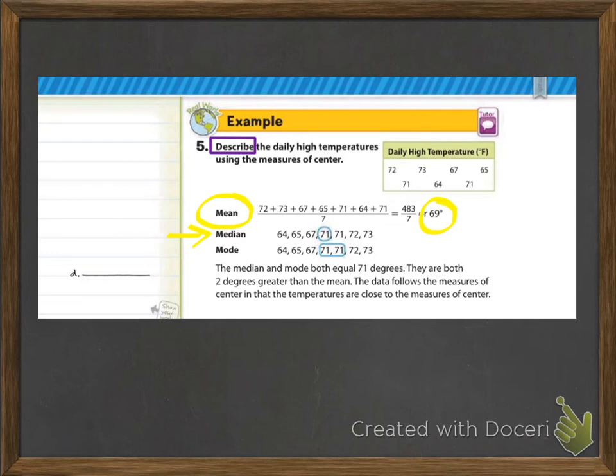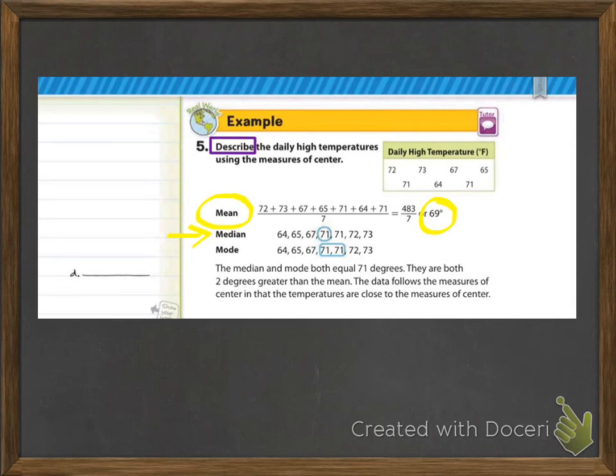So you can see here when it tells you to describe using measures of center, you have to find all three: mean, median, and mode. So the thing that's going to take you the longest to do is the mean. After that, mode and median, just put the numbers in order and you kind of got it pretty quick. All right, so now this is the describing part. So when you're describing, you still have to tell me what you get.